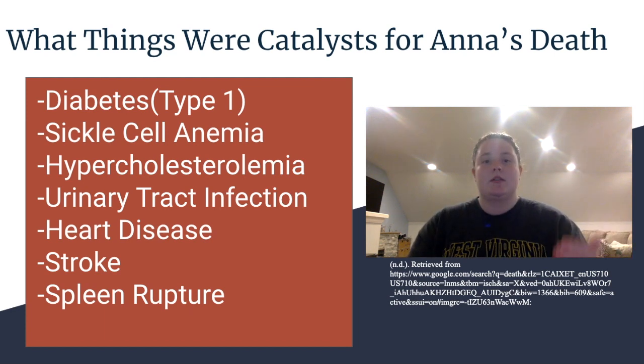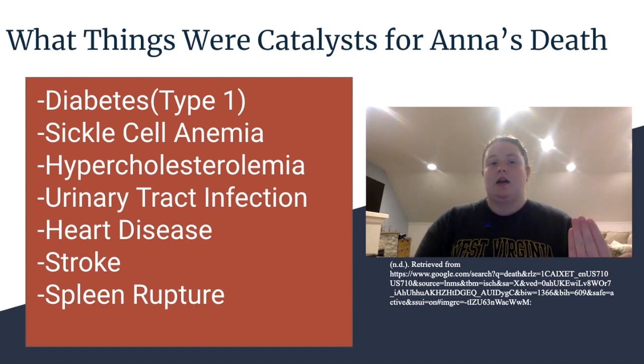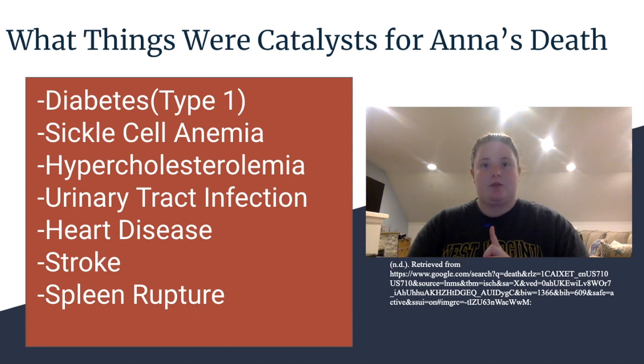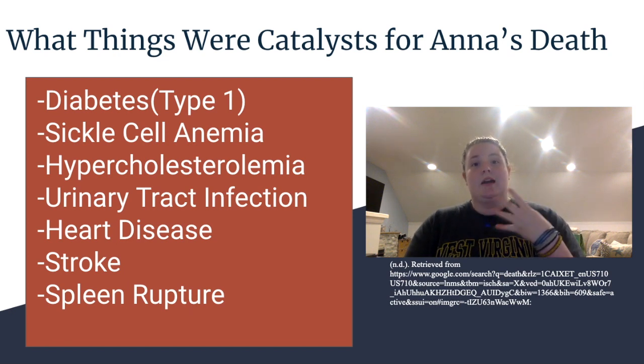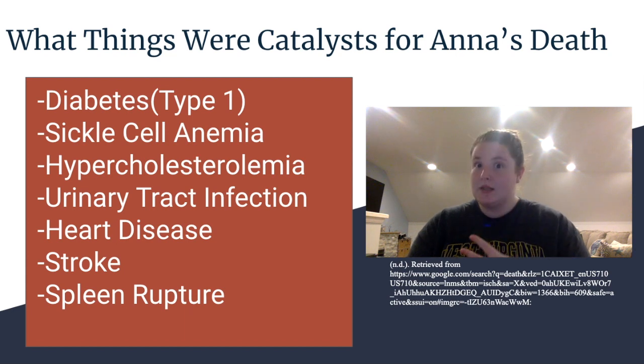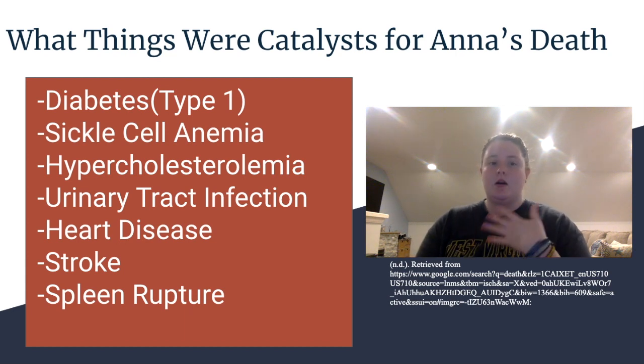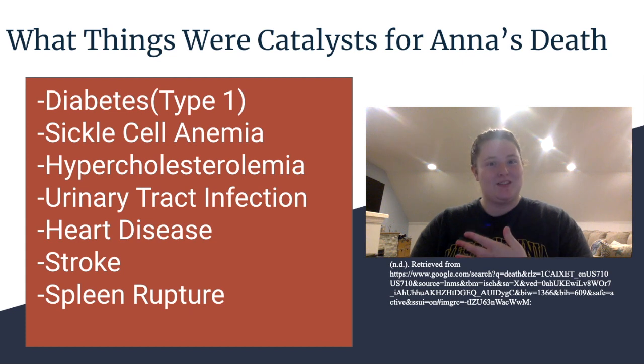So we have all of the diseases that may have contributed to her blood being able to get oxygen to the rest of the parts of the body. If you have type 1 diabetes, your blood is thick from all the excess sugar. Sickle cell anemia, your blood cells are misshapen. Hypercholesterolemia, you've got stuff gumming up your pipes. Urinary tract infection, you're going to have an excess amount of white blood cells in your bloodstream. Heart disease, the heart pumps the blood.